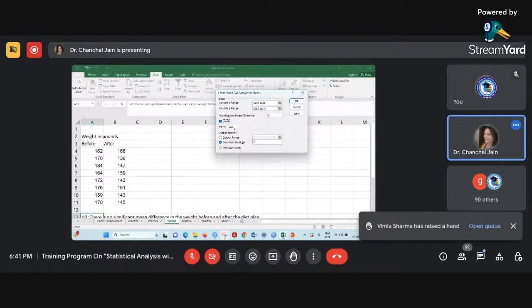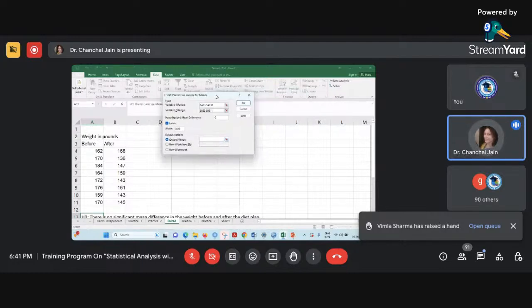Then here you need to select the output option where you want to generate your output. So suppose I want to generate my output here. So I have given that particular cell where I want to produce my results of the paired samples t-test. So this is what you need to set here. I hope it is clear. May I press OK? Yes, ma'am.